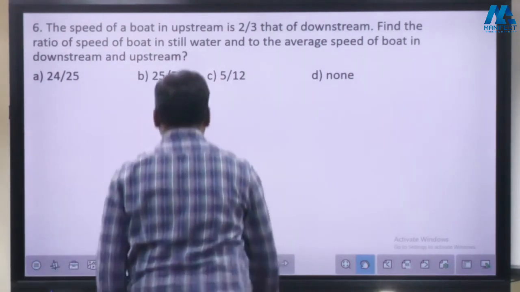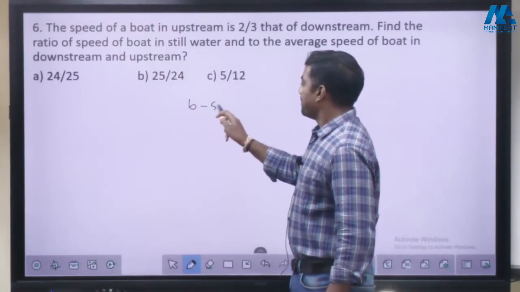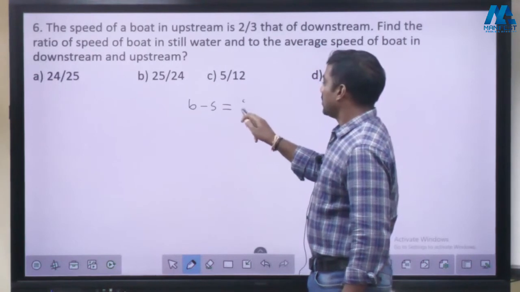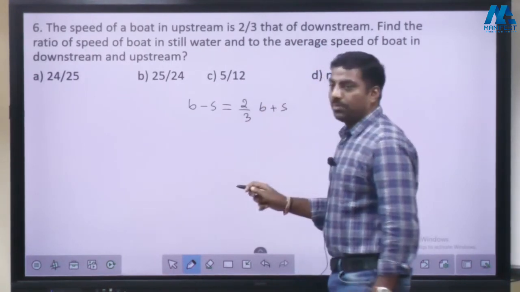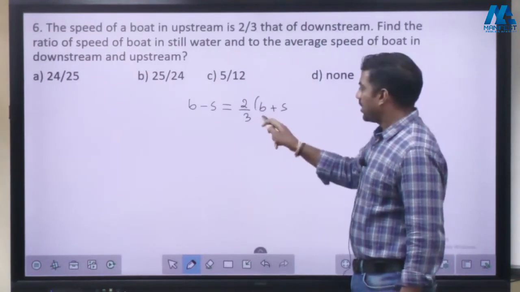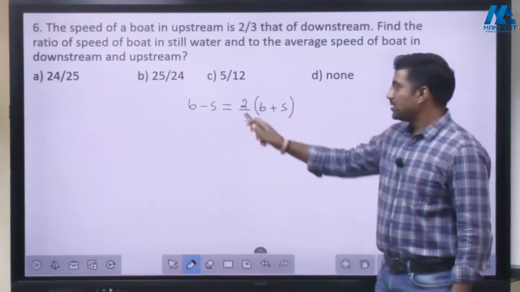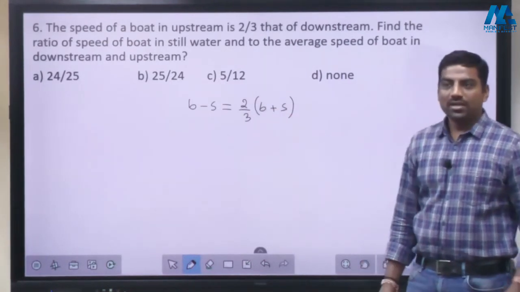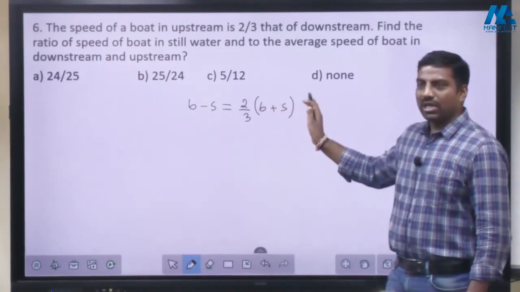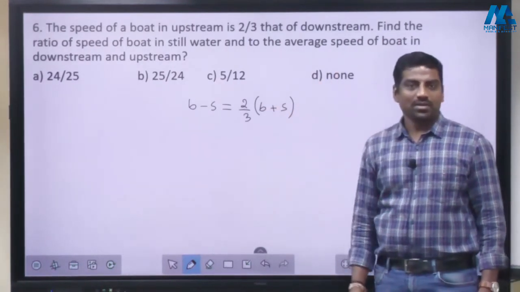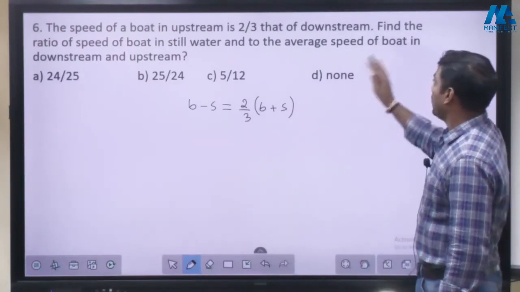And the danger here is people forget to put a bracket here. Then what will happen? This 2/3 will be applicable for only B. In the further calculation, what you will do? You will take 2/3 B and you will keep S like that. That is wrong.